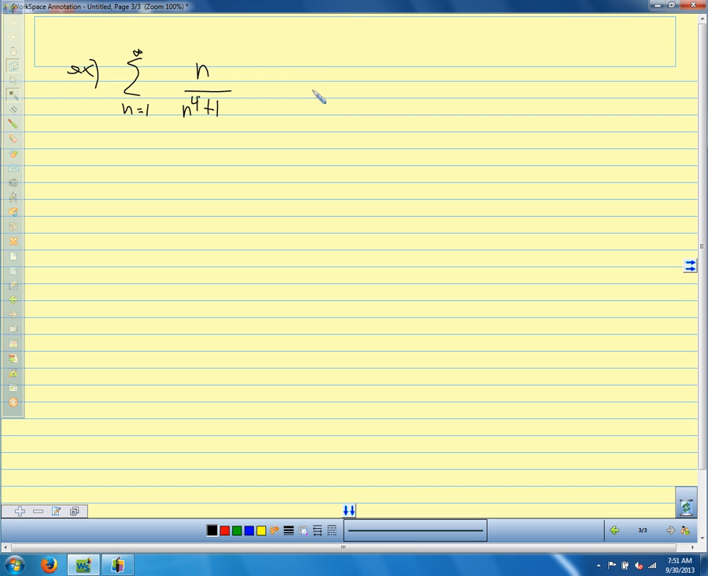So we're going to relate this to a function. f of x equals x over x to the 4th plus 1. Is this positive for x greater than or equal to 1? x to the 4th is always positive for x greater than or equal to 1, so this is greater than 0.